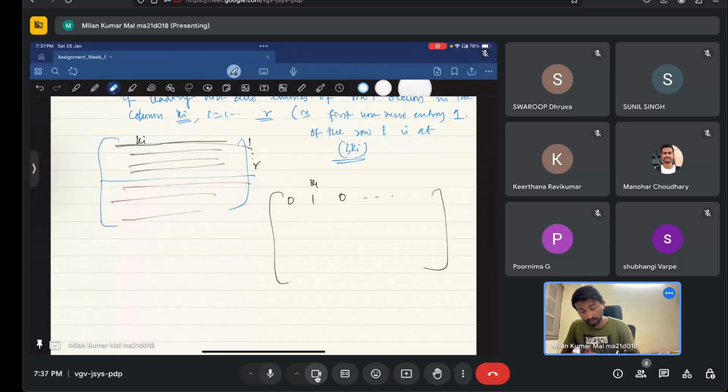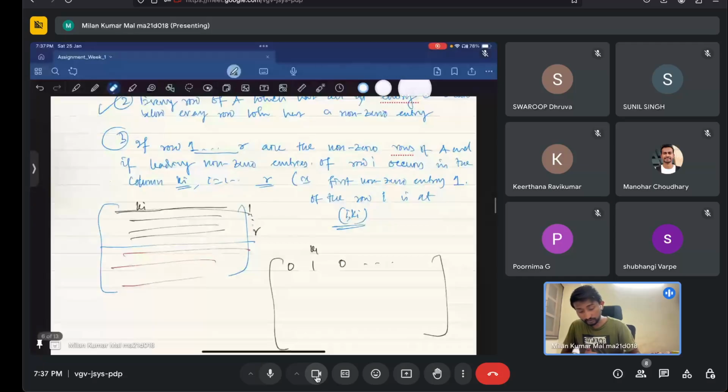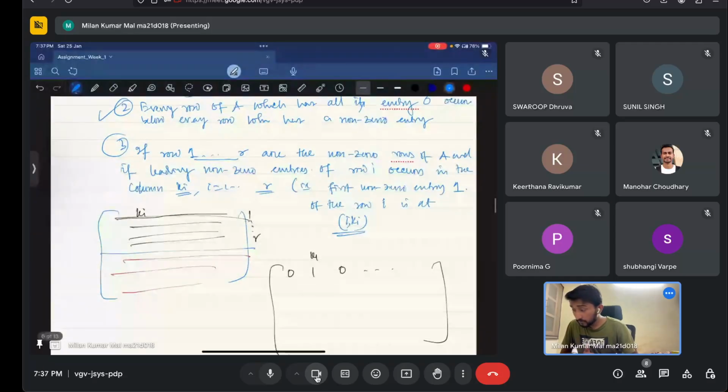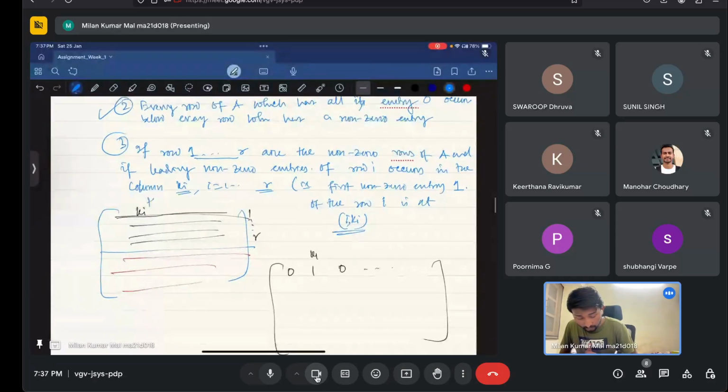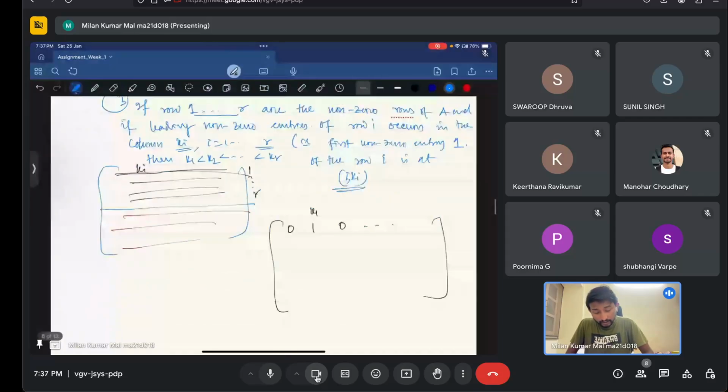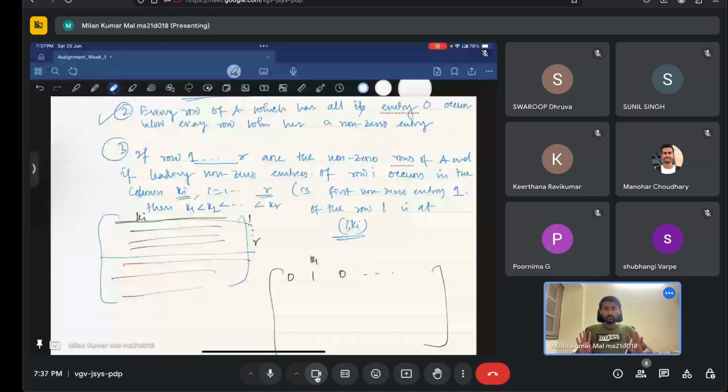There is one more thing I have not written, sorry for that. The condition is k1 less than k2, all the way less than kr. The second row can have a non-zero entry like 1, 0, 0 and so on, and for now let's say all other entries below this row are 0.